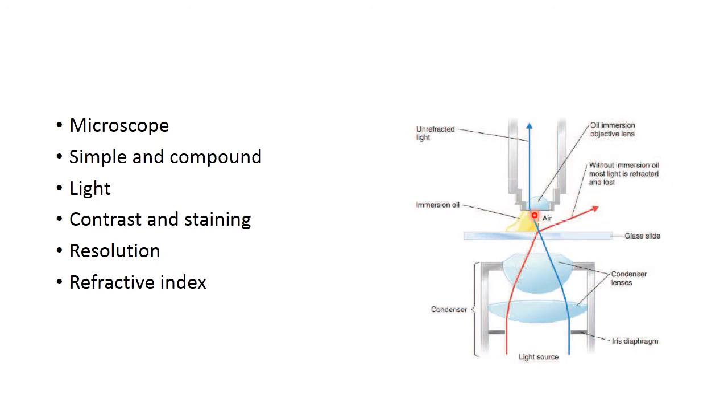So this technique or this method is called the immersion oil technique, in which we immerse the lens in an oil which has the same refractive index as that of the glass which is used to hold the specimen. In this manner, because of the same refractive index, loss of light signal does not take place.